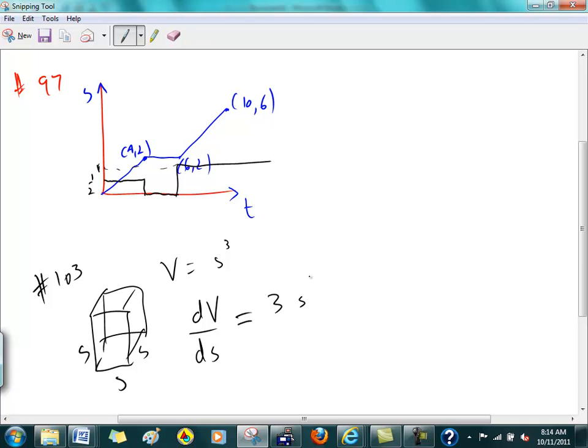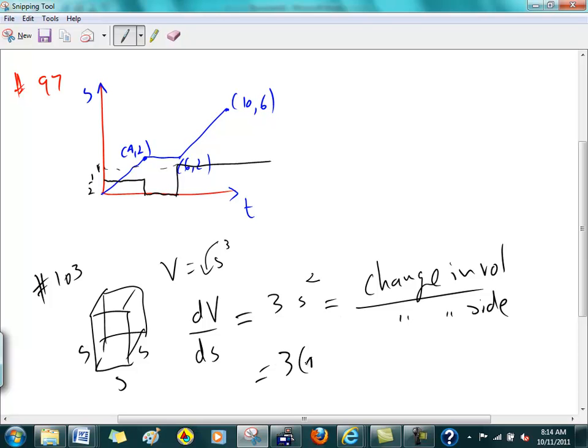3S squared, right? This comes down and you reduce 3 by 1. So remember, dV means change in volume over change in side. And all they need to do is find out when S is 4. That's going to be your rate of change of the volume. So that's going to be 48, no units apparently, no centimeters. So 48, wait a minute, find the rate of change of the volume with respect to S.